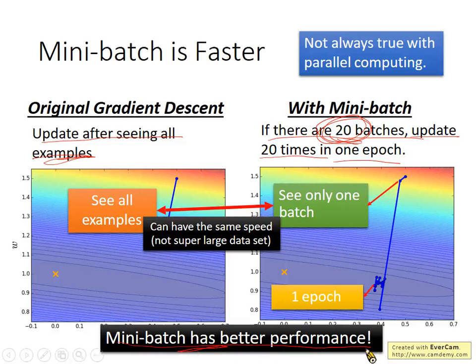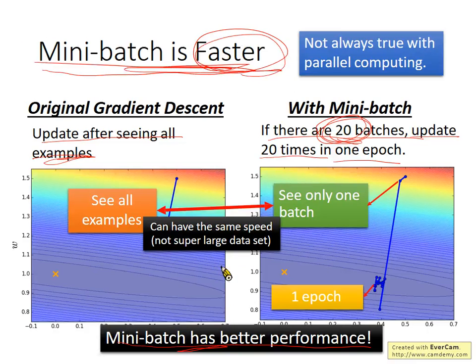So this is the second tip to increase your training accuracy. And again, mini batch is also faster because at each batch, we just see a small subset of the data. We don't necessarily see all the data and sum the loss together. So usually mini batch is faster and also has better performance.